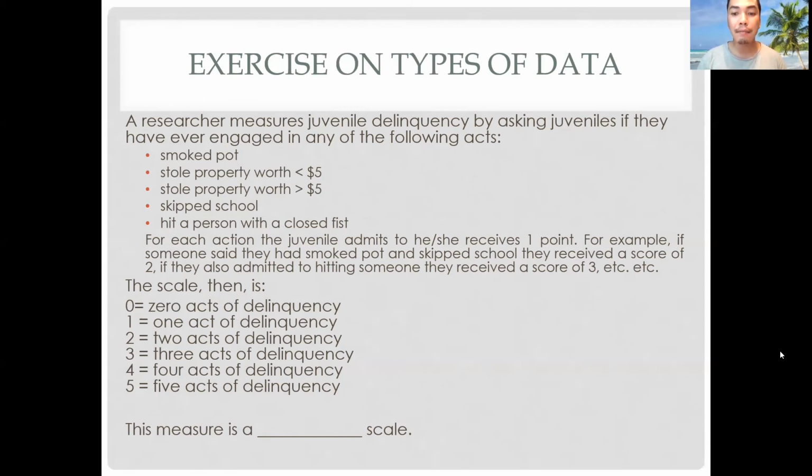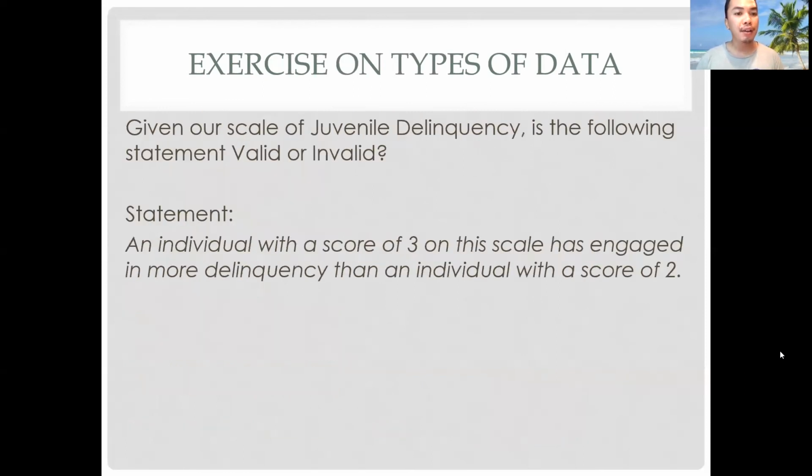So this measure is what type of scale or level of measurement? What should be the type of data to handle here? The answer is interval. The 0 here is not a true 0 point. 0 here means that he or she did not engage in any juvenile act based on the list provided. Now, given our scale of juvenile delinquency, is the following statement valid or invalid? An individual with a score of 3 on this scale has engaged in more delinquency than an individual with a score of 2.